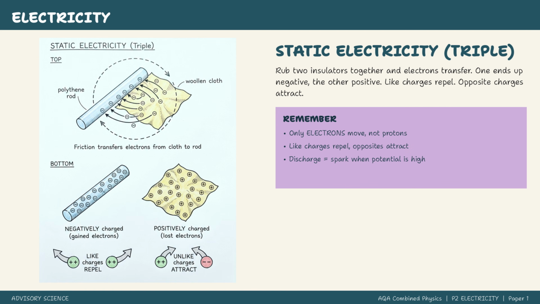Electricity, static charges and fields. Unlike combined science, separate physics requires you to explain static electricity. When you rub two different insulating materials together, friction forces tiny negative electrons to move from one material to the other. The material that gains electrons takes on a net negative charge, while the material that loses electrons is left with a net positive charge.